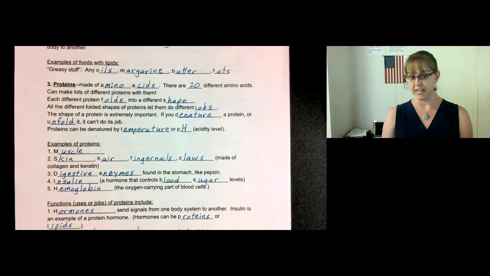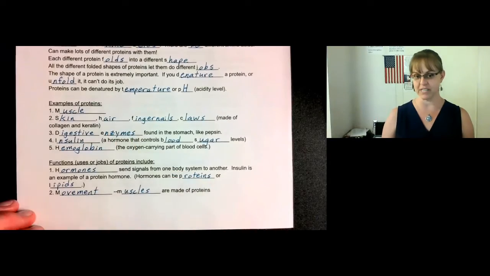Also, another way to denature a protein or to unfold it is pH. pH is the acidity level. So if your body gets too acidic or too basic, that will unfold the protein and denature it and make it not work correctly. Usually, cold temperatures don't denature proteins, they just slow them down so much that they don't work very well. So, usually, it's hot temperatures that denature proteins. Cold temperatures don't denature them, they just slow them down.